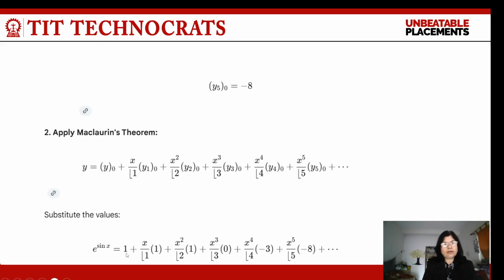to y0 that is 1, plus x by factorial 1 and y1 at 0 that is 1, plus x square by factorial 2 y2 at 0 that is 1, plus x cube by factorial 3 y3 at 0 that is 0, plus x to the power 4 by factorial 4 y4 at 0 that is minus 3, plus x to the power 5 by factorial 5 and y5 is minus 8.